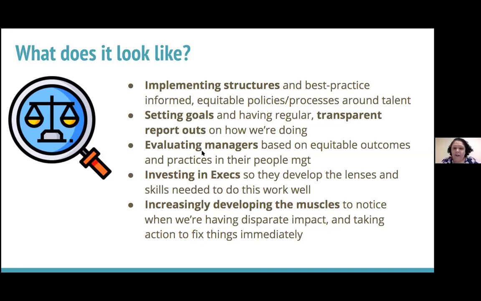Because people don't leave you because the coffee's bad. They leave their managers. They may tell you it's grad school, they're lying. The reason they were looking most of the time is because their management is not what it needed to be. And so you should be evaluating those managers that report to you based on their outcomes, not just in terms of the numbers on the board, but in terms of the people they're managing. This also looks like investing in executives and in people managers so that they're developing these lenses and skills. I can't tell you how many clients that I work with right now that executives have been executiving, right, for 10 years.